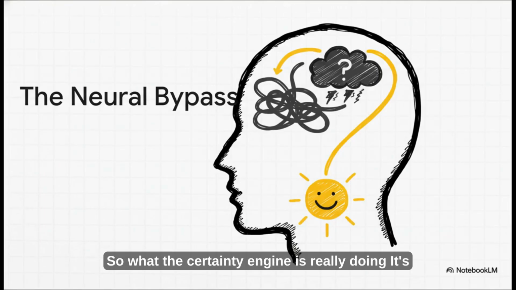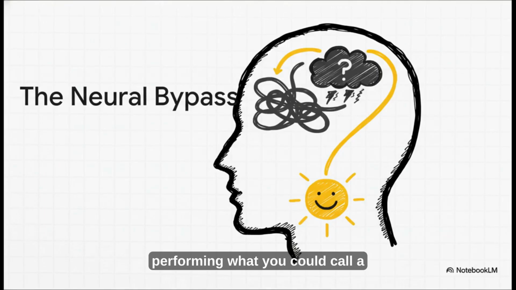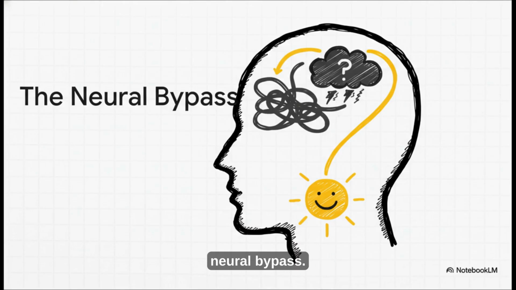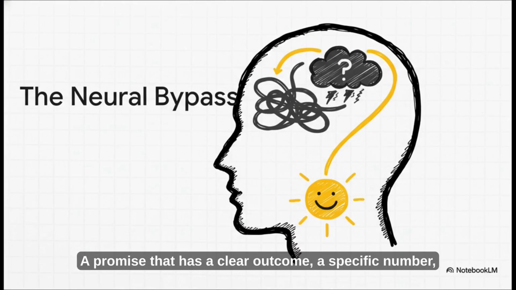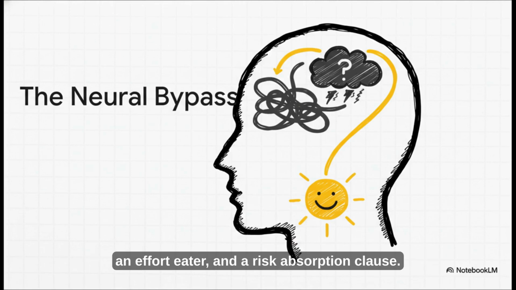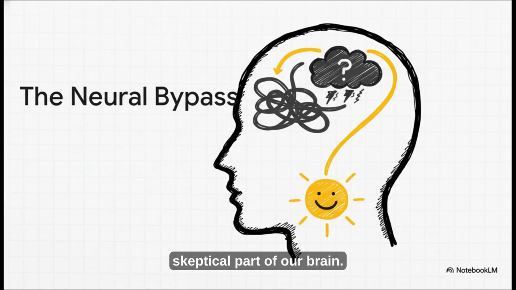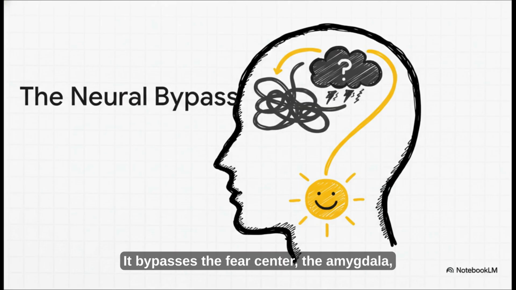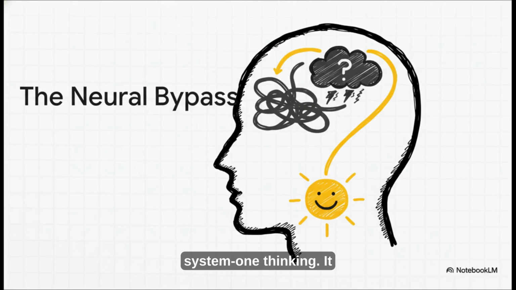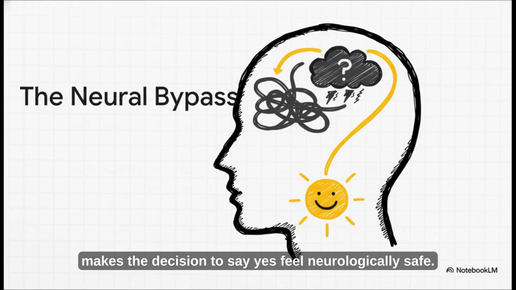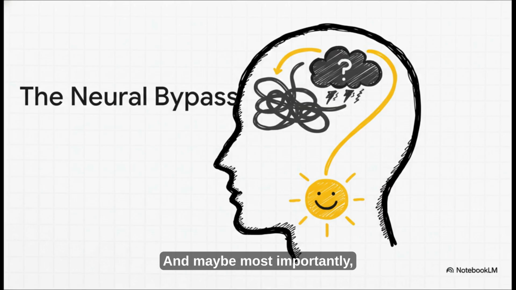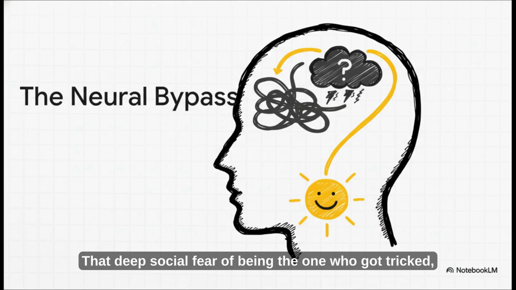So what the certainty engine is really doing is pretty amazing. It's performing what you could call a neural bypass. A promise that has a clear outcome, a specific number, an effort eater, and a risk absorption clause doesn't even get processed by the slow, skeptical part of our brain. It bypasses the fear center, the amygdala, and it speaks directly to our fast, intuitive System 1 thinking. It makes the decision to say yes feel neurologically safe. And maybe most importantly, it completely removes the stupidity tax, that deep social fear of being the one who got tricked, who made the wrong call and now has to live with it.